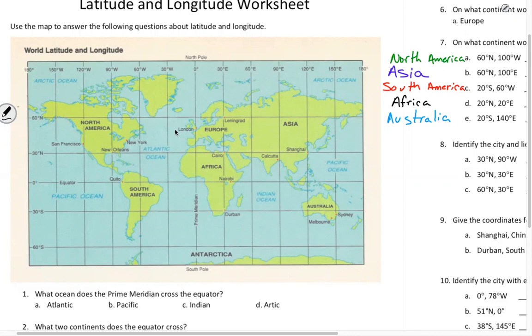Identify the city that lies closest to each pair of fingers. Okay. Identify the city that lies closest to each place, right? So what city is closest to 30 degrees north and 90 degrees west? That's New Orleans.